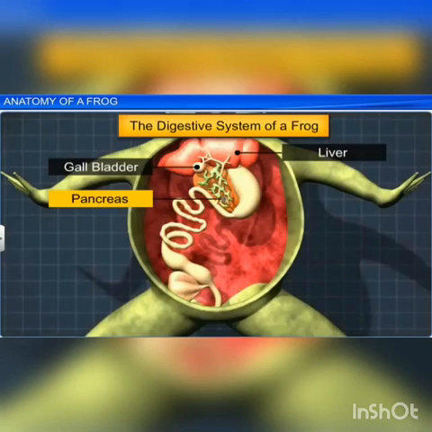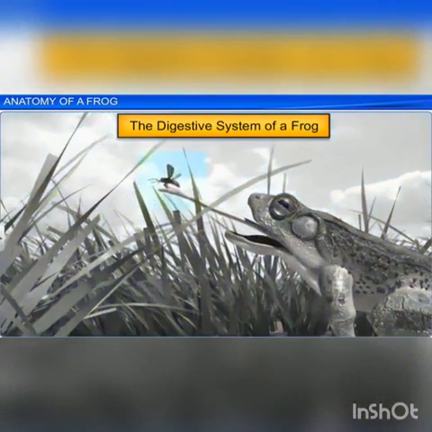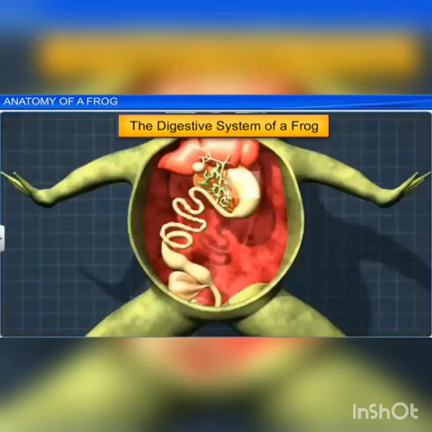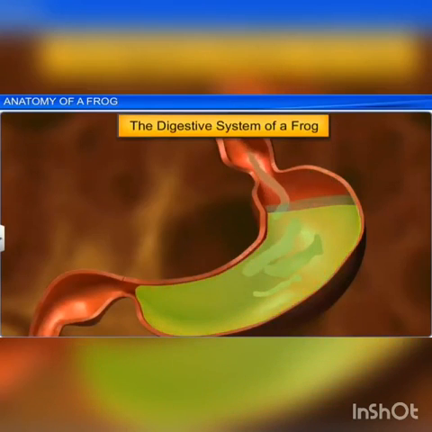Pancreas is the digestive gland which produces pancreatic juice containing digestive enzymes. The food is captured by the bilobed tongue and the digestion of food takes place by the action of hydrochloric acid and gastric juices secreted from the walls of the stomach.